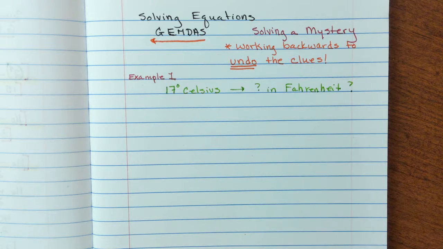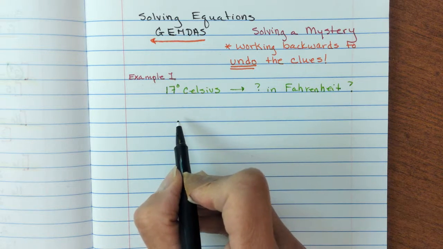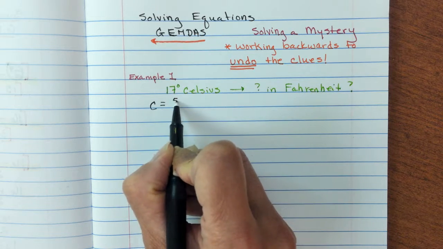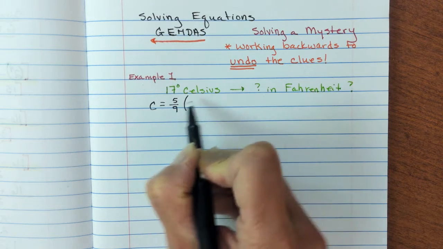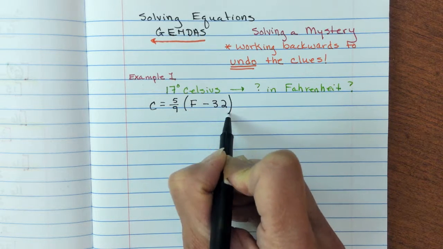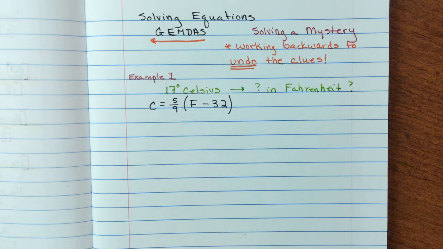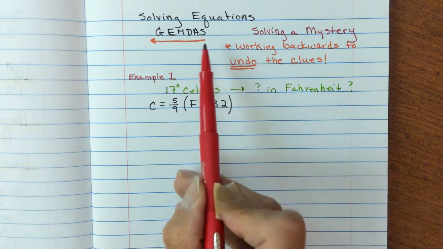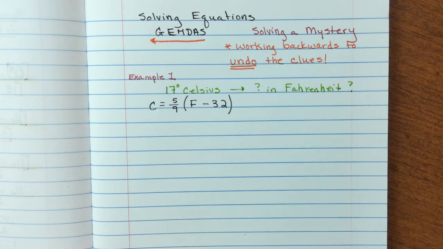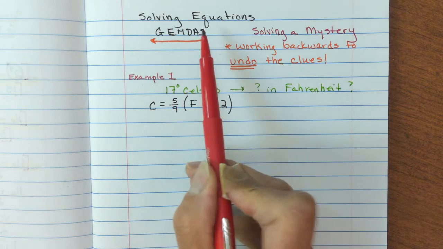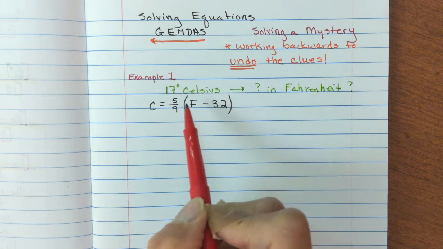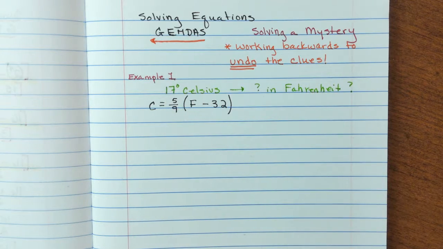I have a formula that you may have learned from chemistry, which is Celsius is 5/9 times the quantity of Fahrenheit minus 32 degrees. So when I'm looking at this, I'm going to work backwards. What's the simplest thing to undo? Adding and subtracting is kind of the easiest thing to do. I can't undo this because this is in a group, so I have to be very careful about that.